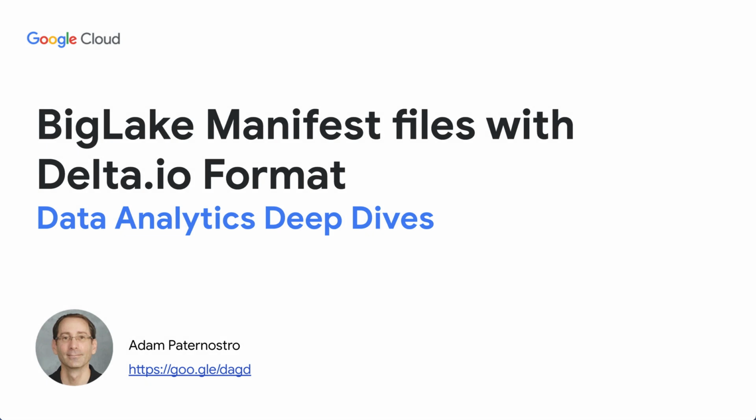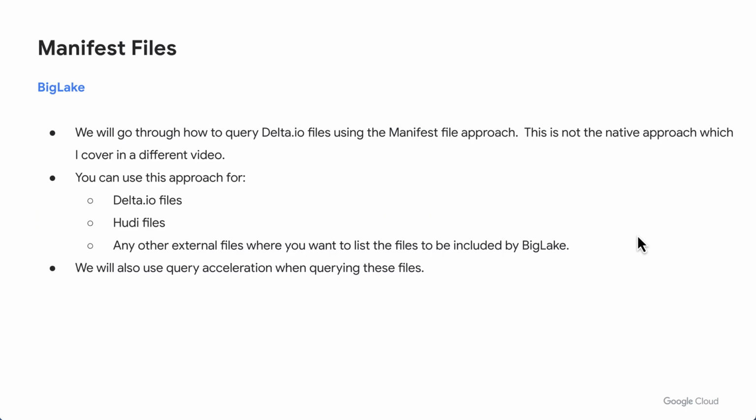Hello everyone. Welcome to the BigLake Manifest files with Delta IO format. In this video, we're going to go through how to use BigLake Manifest files to query Delta IO. I'll also cover a native approach for Delta in a different video. This video is going to show you how you can use a manifest file.